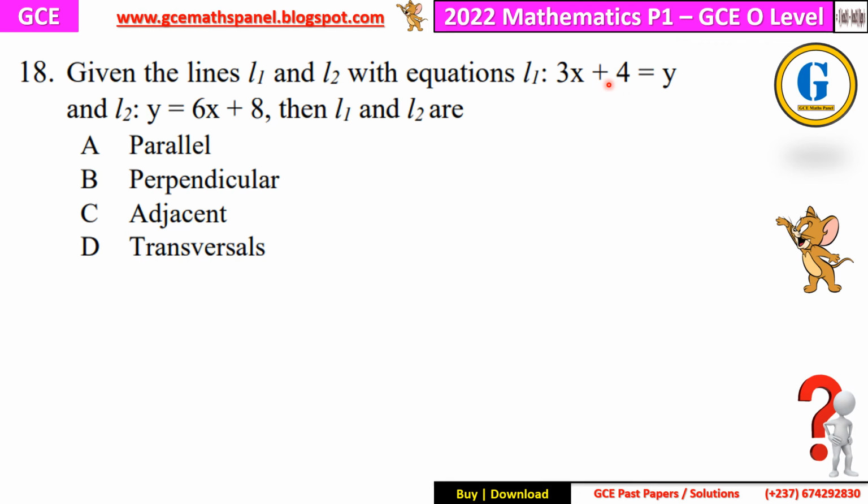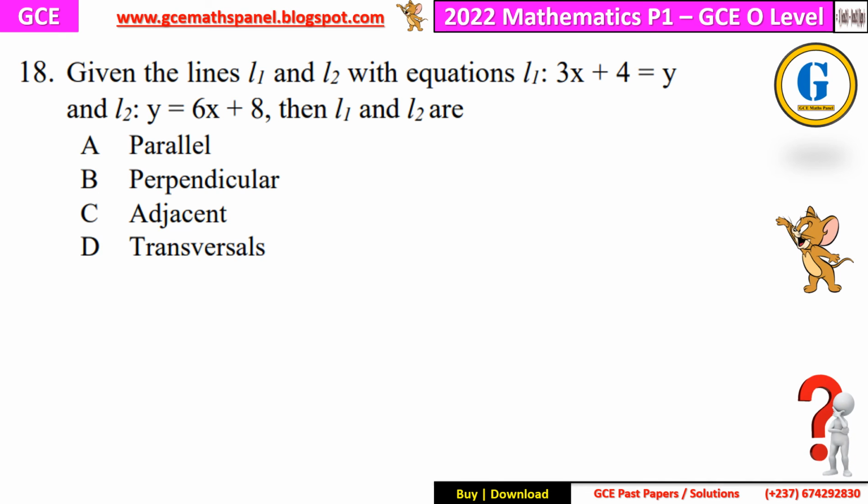So here, forget about the y's, this one is 3x plus 4. This other line is a double of it, 6x plus 8. So these two lines are parallel lines. Now, how do we know that two lines are parallel? If one is a scalar multiple of the other, just like vectors.